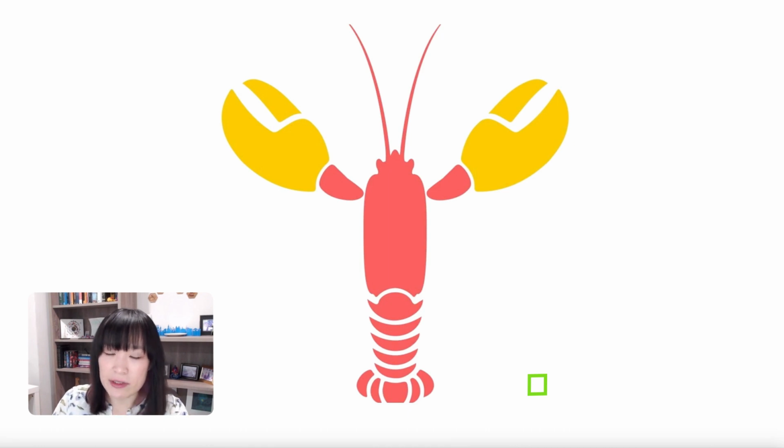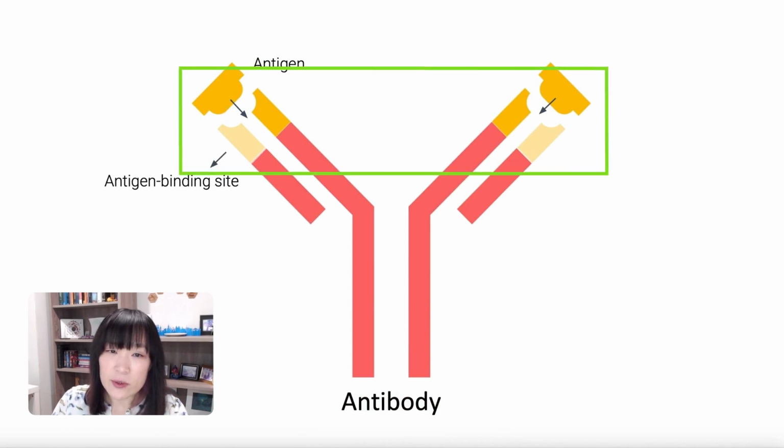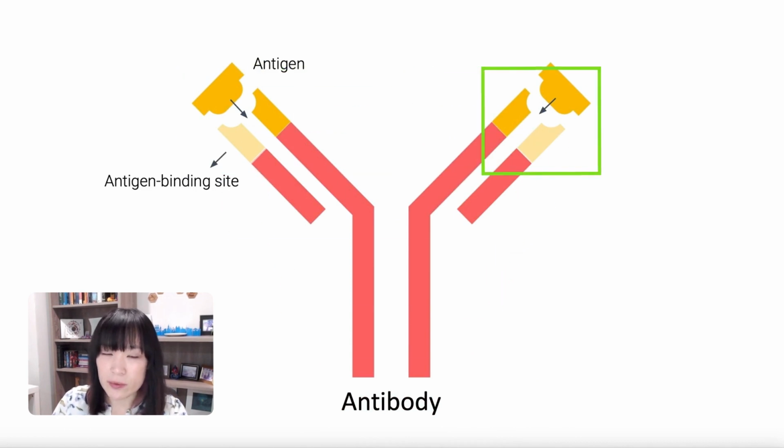From a high level, an antibody has a body, as you can see in the middle, and then two claws, one on the left and one on the right. These claws are what are called antigen binding sites, and those are the places where it grabs onto an antigen. The antigen is just the name of the little piece of protein that the antibody can hold on to.